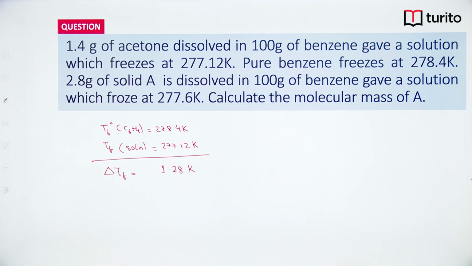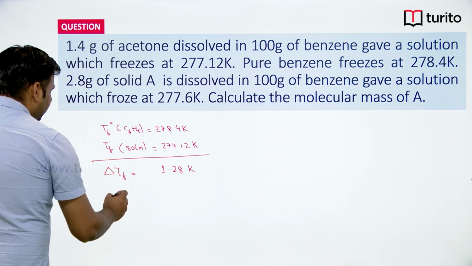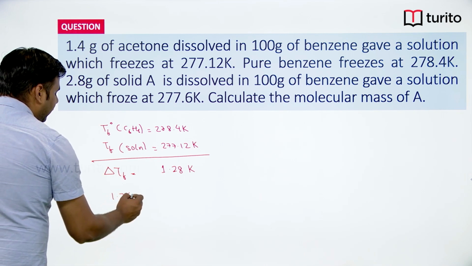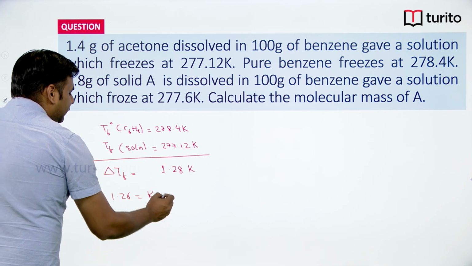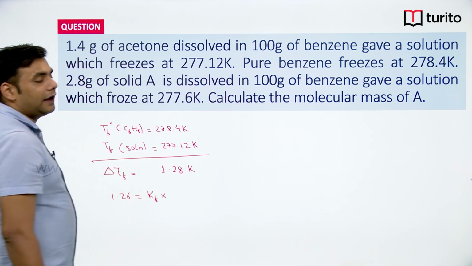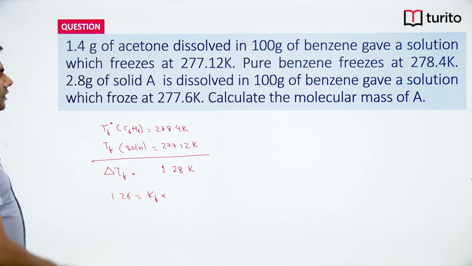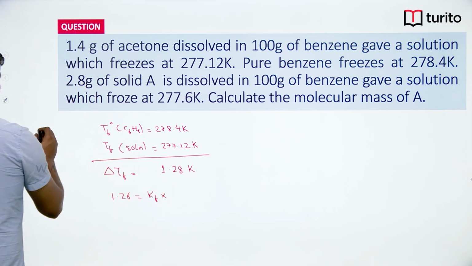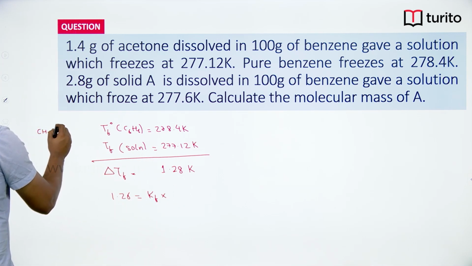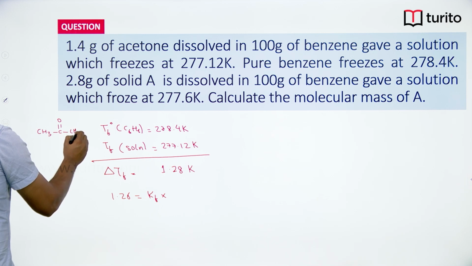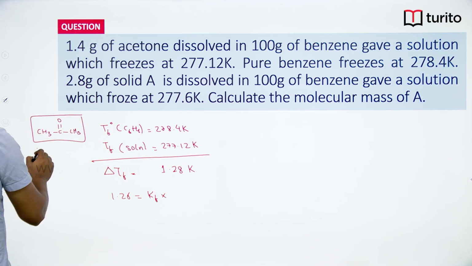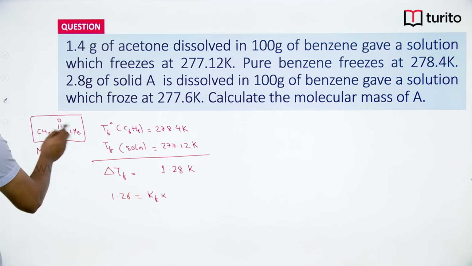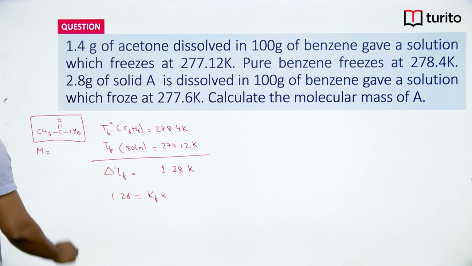So we'll say that delta Tf is equal to Kf into m. Now this initial data is given to calculate the value of Kf, because nowhere you can see that Kf of the solvent benzene is written over here. So we know that the solute is acetone, which is CH3 C double bond O CH3. So if you know the molar mass of this, there are 3 carbon, so 36, 6 hydrogen, 42 and 1 oxygen.